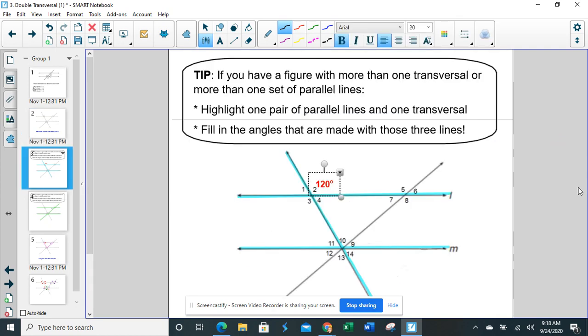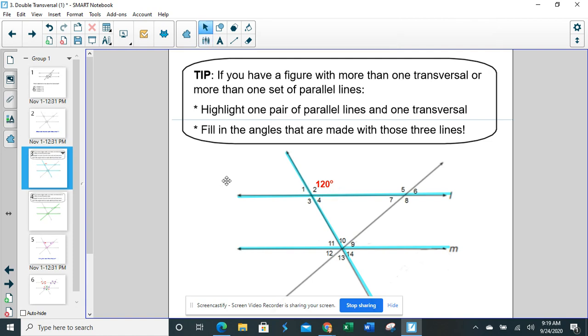So let's first talk about the strategy for this. If you have a figure with one or more transversals, so again, remembering that this is a transversal and this is a transversal over here, and a pair of parallel lines, or you could even have more than one set of parallel lines, the trick is to highlight one pair of the parallel lines and one of the transversals at a time, and then you fill in the angles that are made with those three lines. The problem has to give you at least one angle measure in order to be able to fill in any of the angle measures, right?